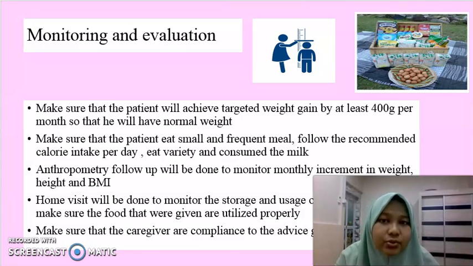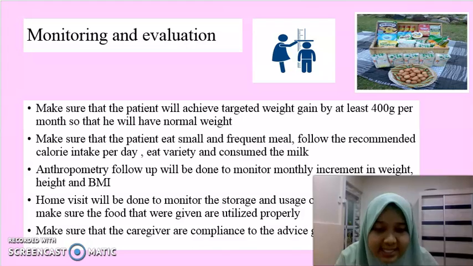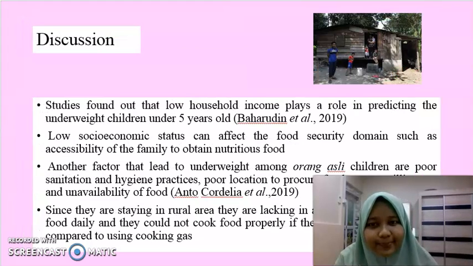And then we can do the follow-up anthropometry, which can be done bi-monthly so that we can monitor the increment in weight, height and BMI. And then we will do home visits to monitor how they use and how they store the food ingredients given. And then the last one, we need to make sure that the caregivers are compliant to the advice given.